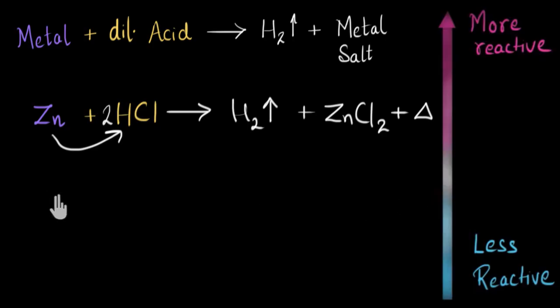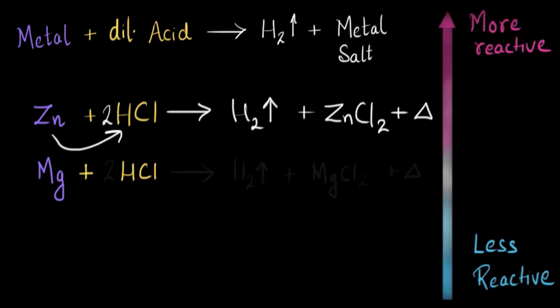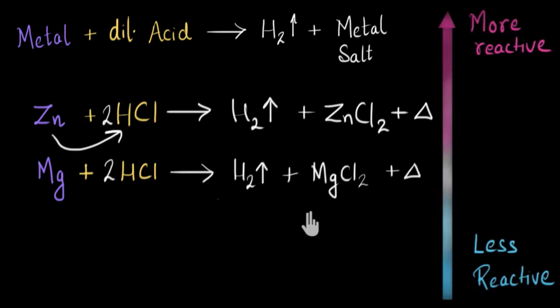So let's carry out this experiment with different metals. This time, we are going to react magnesium with dilute HCl. The products are going to be almost the same in this case also. Magnesium will displace hydrogen to give off hydrogen gas and will form magnesium chloride, which is the metal salt. And along with this, a lot of heat will be given off. So the products will be this.